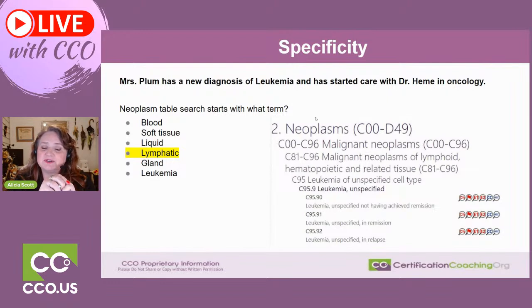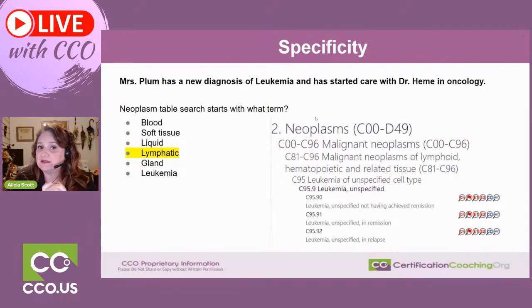What do you think the first term is in the neoplasm table that you would look at to find leukemia? Okay, it's a liquid cancer, it's a blood cancer. A lot of those cancers are divided up and called soft tissue. It's kind of a catch-all. It's a lymphatic system. It can be a gland, or we could just look up leukemia. Well, leukemia is not in the neoplasm table, so if you try to do that, you're not going anywhere. And if you look up blood, it's going to give you soft tissue. And if you look up liquid, that doesn't count. That's not even in there.